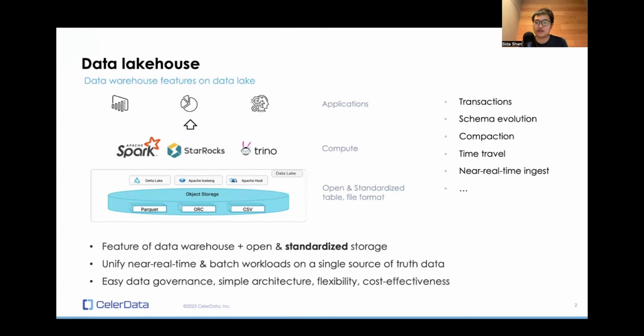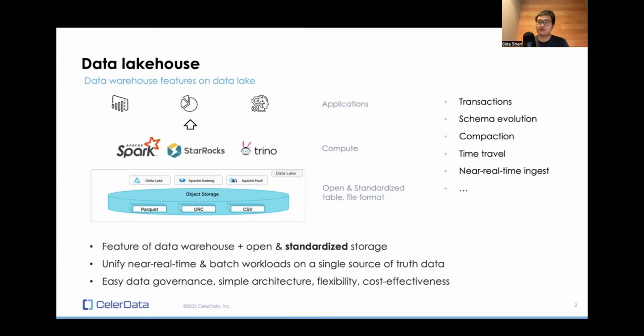So why are we doing that? Because as opposed to something that's open and standardized, let's say you're using a proprietary data warehouse with your data in the format that's enforced by the proprietary data warehouse. The amount of workload you can run on that data is limited by the data warehouse itself. There are probably a few connectors here and there, but it's not enough for you to run all of your applications or your workloads.